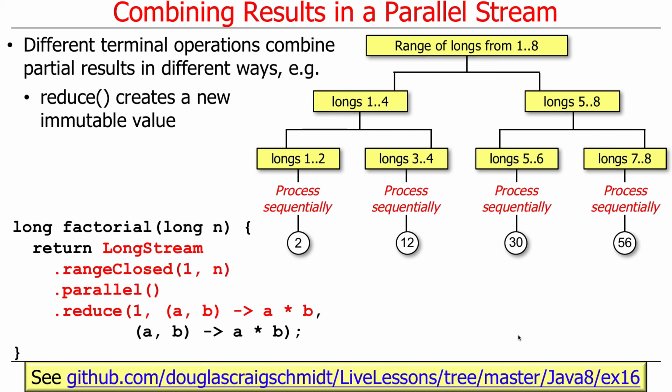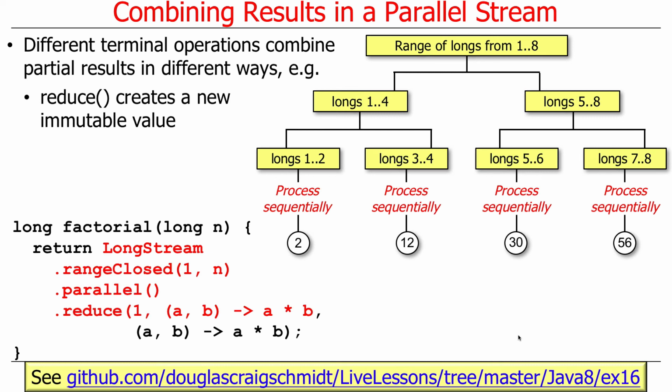Here's our factorial program, which you can see at this link. What you see here is we've got a stream. This is a sort of primitive stream, and we've got a closed range from 1 to n. So we're generating n of these things. They're going to run in parallel. And then this is what's going to happen. We're going to do a reduction, and we'll talk about a couple of different variants for this reduction.